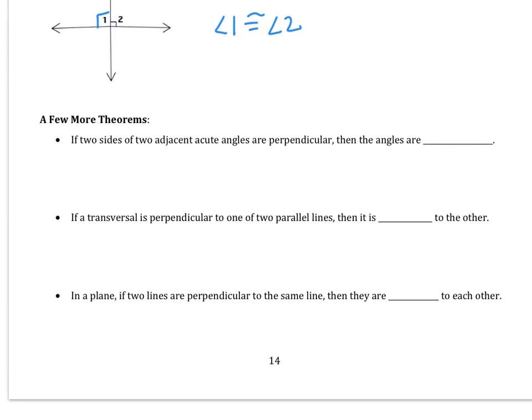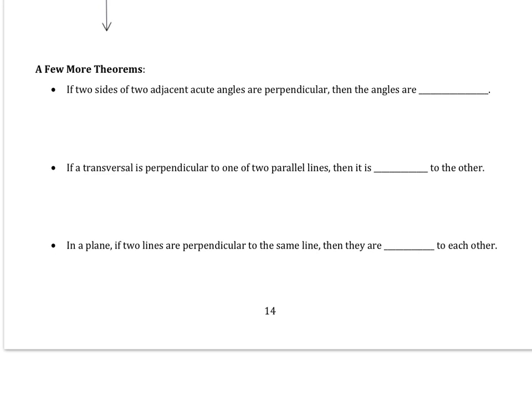All right, 3 more. If two sides of two adjacent angles are perpendicular, so this side of an angle is perpendicular to this side of an angle. Okay, the adjacent angles are right here. So we've got this angle and this angle. If two sides of two adjacent angles are perpendicular, then the angles are blank. What would be true about angle 1 and angle 2? Well, couldn't we say that they add up to be 90 degrees? And if they add up to be 90 degrees, then they are complementary. Okay? All right.